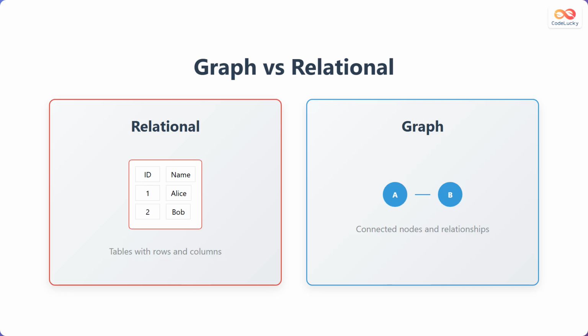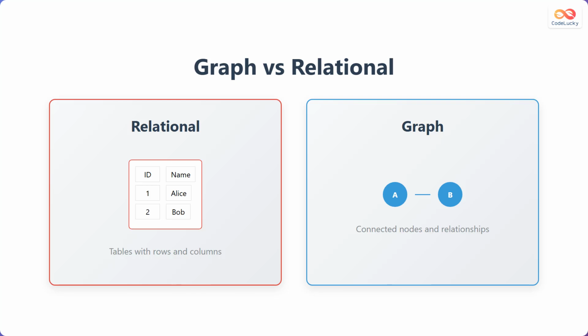Let's compare graph databases to relational databases. In a relational database, data is stored in tables with rows and columns. Each table has a primary key, and relationships between tables are established using foreign keys.